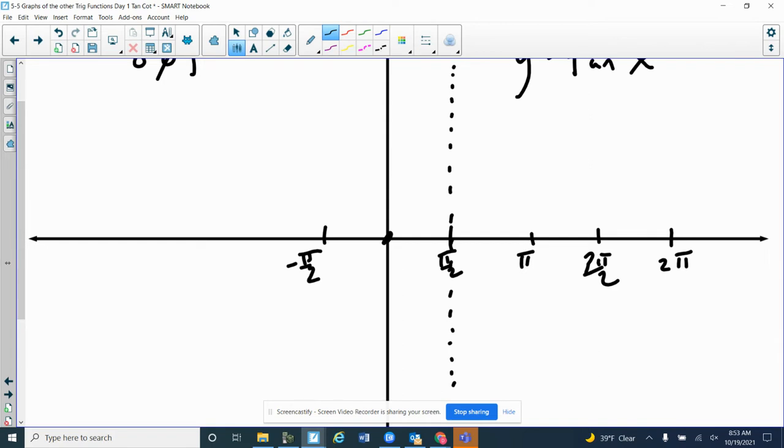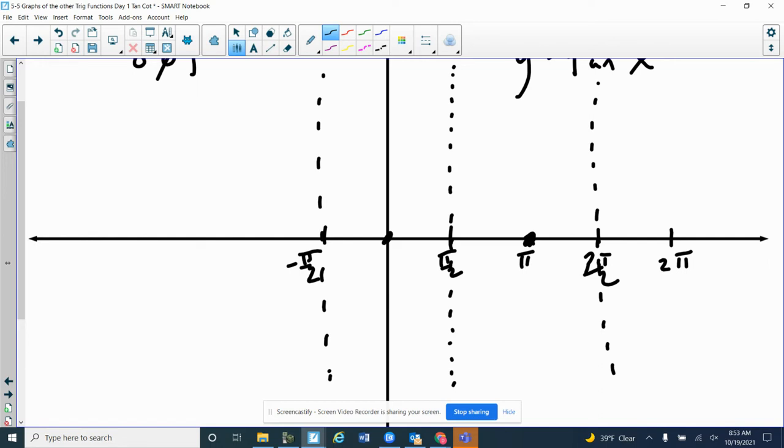What's the tangent of pi? Just plug in. What's the tangent of pi? Logan, what do you get? 0. How about tangent of 3 pi over 2? Undefined. So there's actually an asymptote there as well. In fact, there's an asymptote at every single pi over 2.